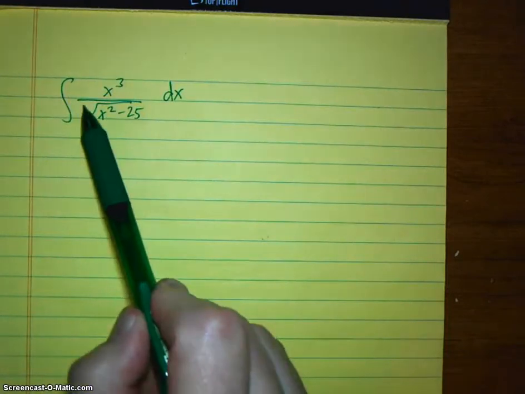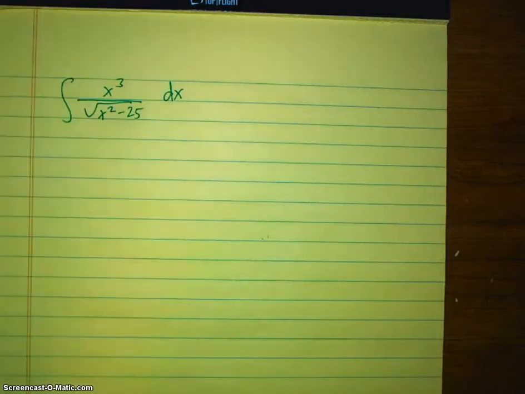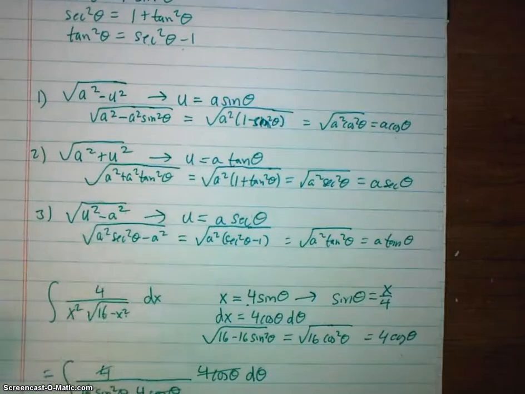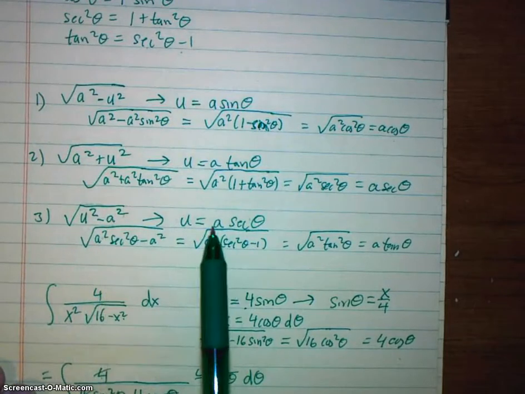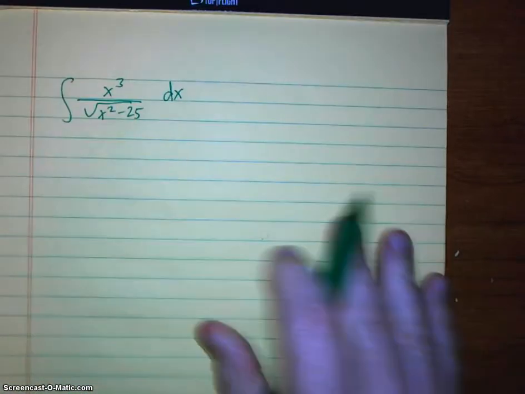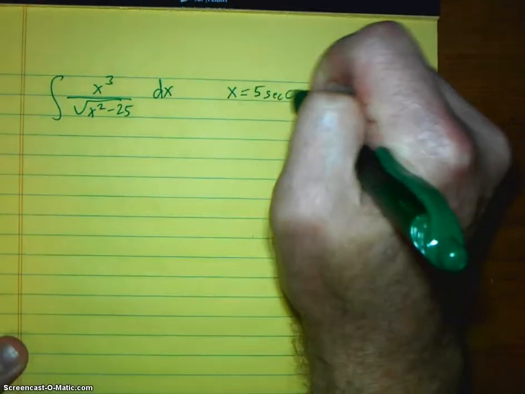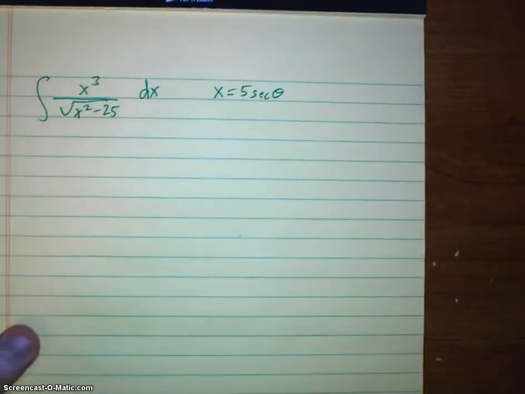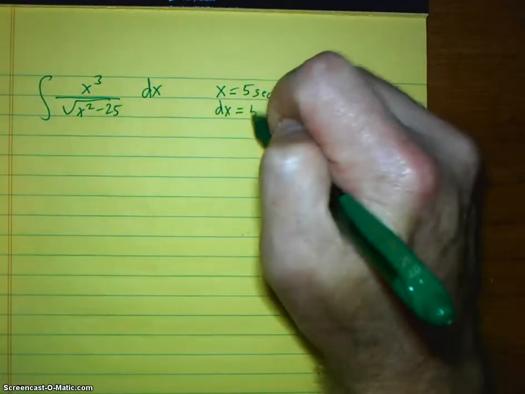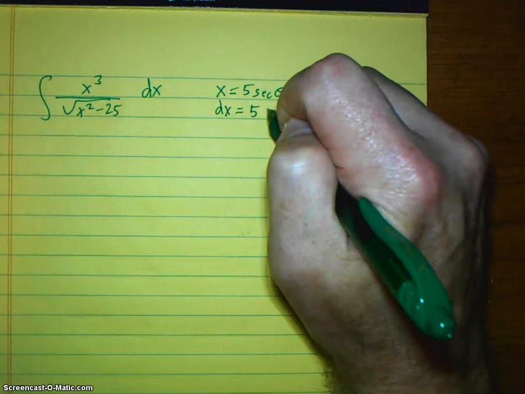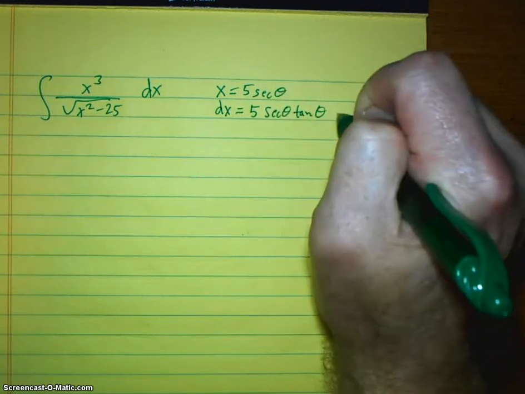The thing to notice is you have a square root and a square. All right, this one fits into pattern number 3, x squared minus a squared. So x is a secant theta. X is 5 secant theta, which means dx is 5, the derivative of secant is secant theta tangent theta d theta.